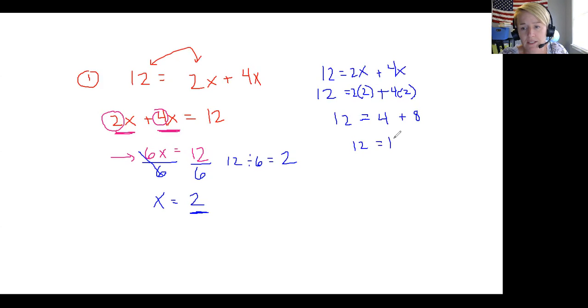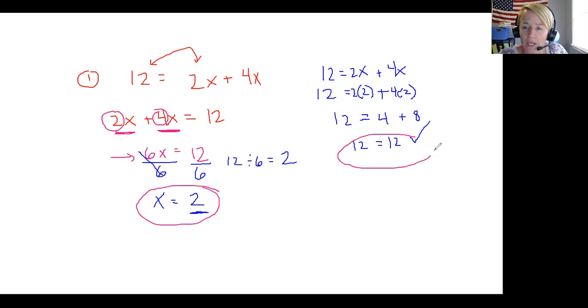4 plus 8 is indeed 12, and so I know it's true. So when you're giving me your answer, you're going to give me x equals 2, and I have to see the checked version. So that's how you solve each of these equations. That's just the first one. I'm going to go ahead and do problem number 2 for you as well, which is kind of why we're all here together. Let's do number 2 because 2 has a couple of extra steps.